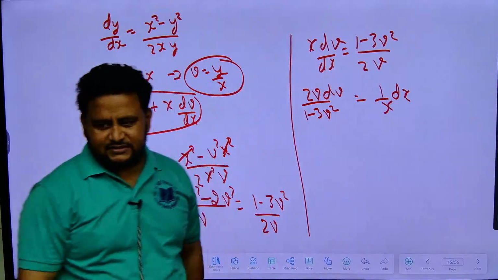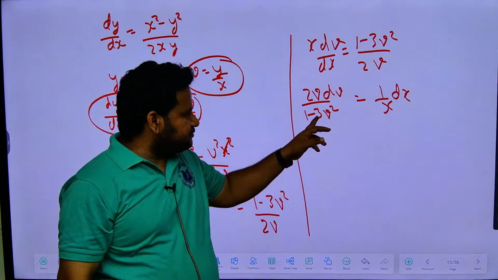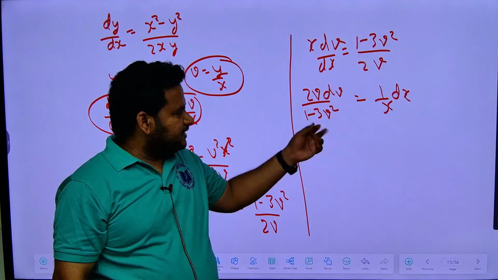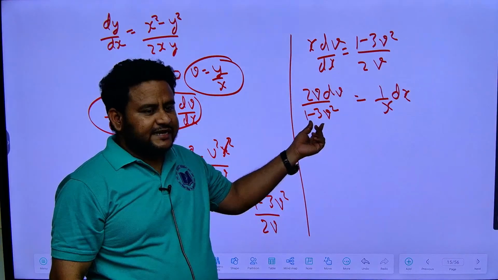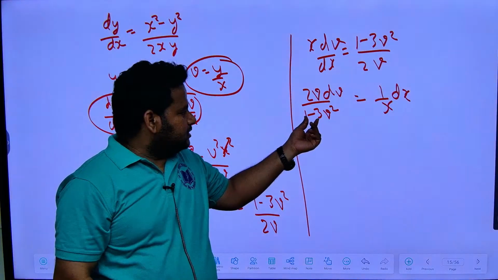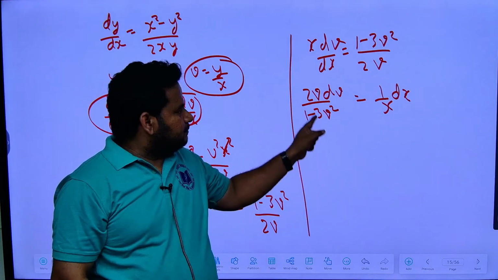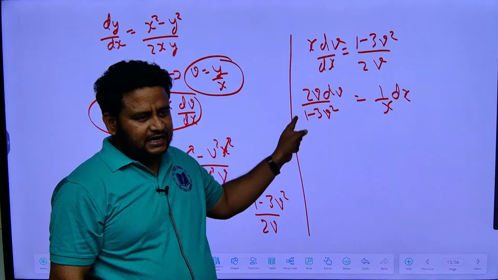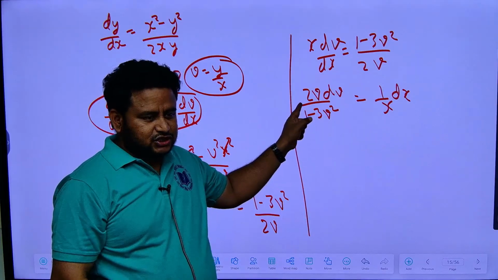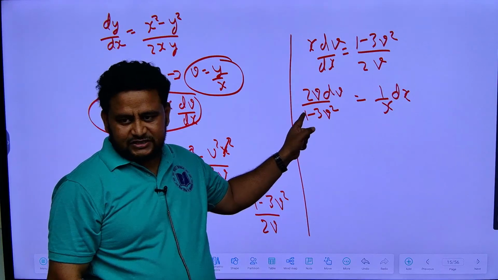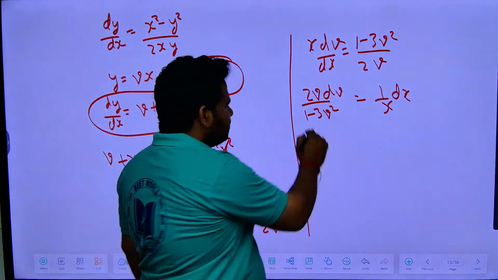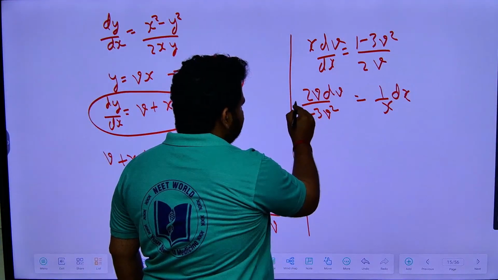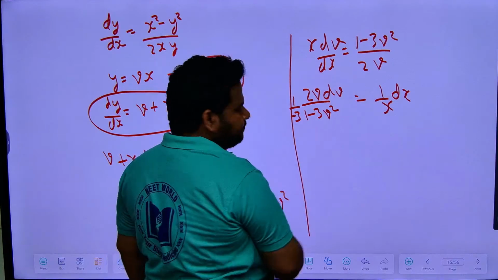Now this denominator is 3 into v square. If I take 3v square as t, this will become 6v. But here I am having only 2. So I should multiply by 3 and divide by 3. But here minus is there, so I should multiply and divide by minus 3. Correct? So this will become minus 3 if I multiply, and I should divide by minus 3.